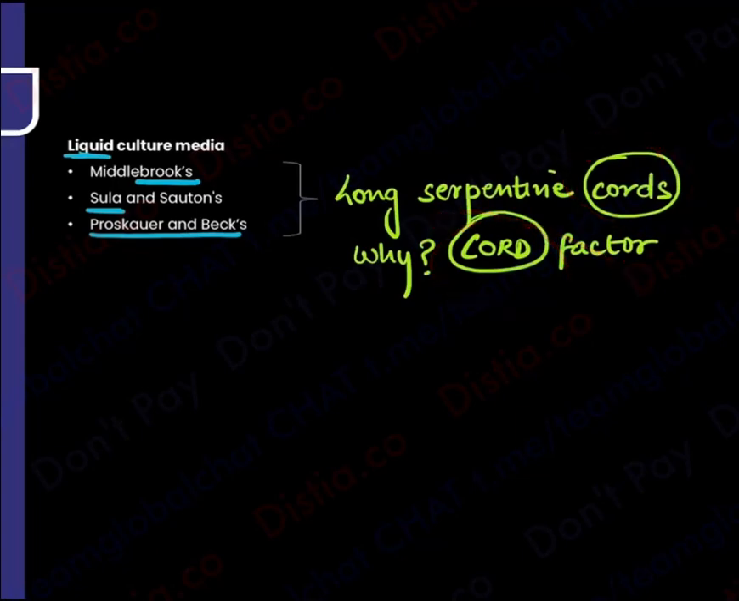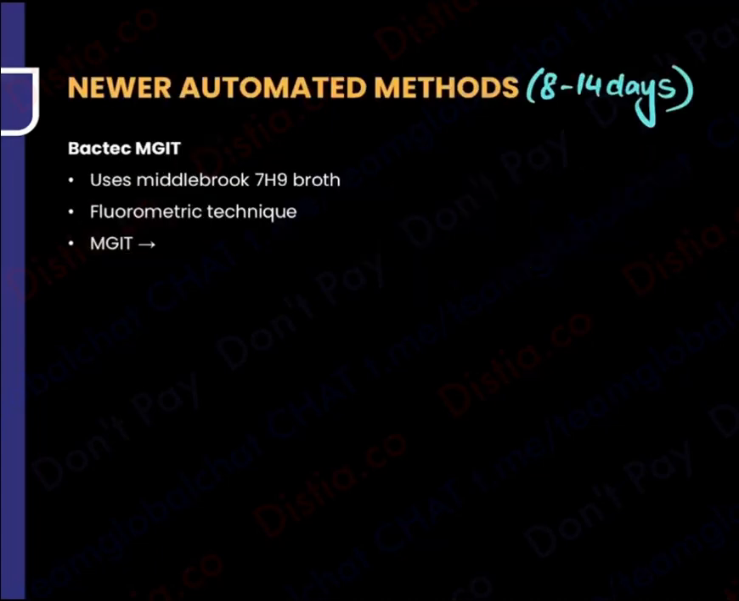All these culture media are done, but this is taking a lot of time. 6 to 8 weeks. Who will wait? The patient will have so many problems if you wait for a report for 6 to 8 weeks. So you definitely need some newer, automated methods which can give me a report very quickly. 8 to 14 days, not very quickly also, but better than 6 weeks. That is Bactec MGIT.